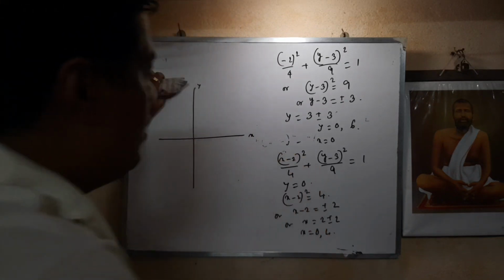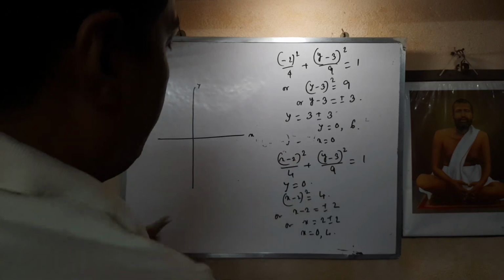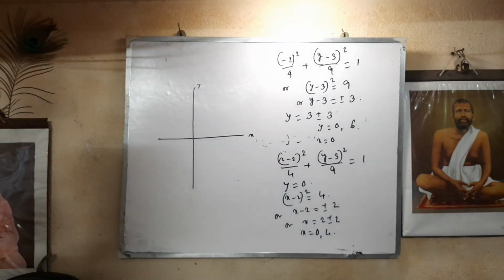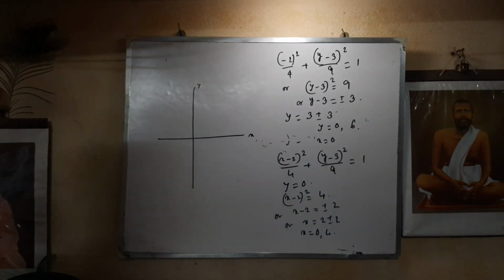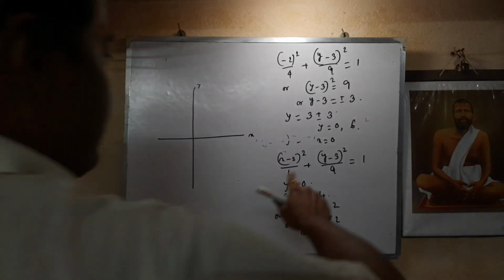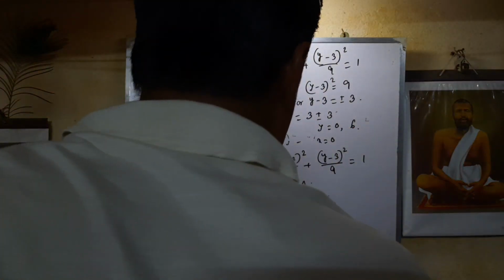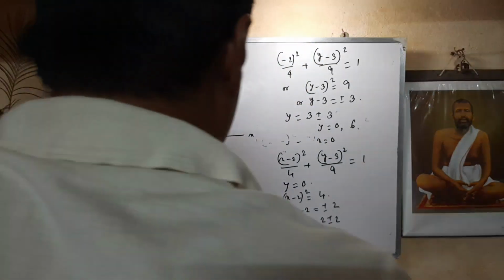Now, if we put x equal to 0 and y equal to 0, then definitely the equation is not satisfied. So the graph does not pass through the origin. It passes through the point 0, 6, that is x equal to 0, y equal to 6, and it also passes through the point 0, 4.